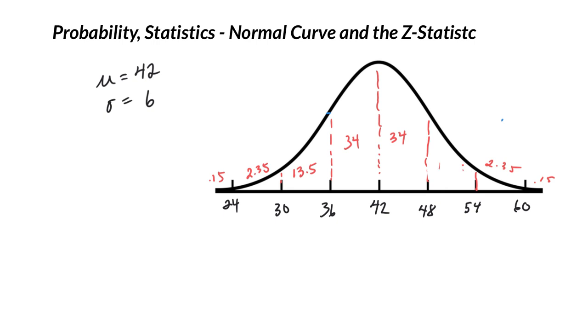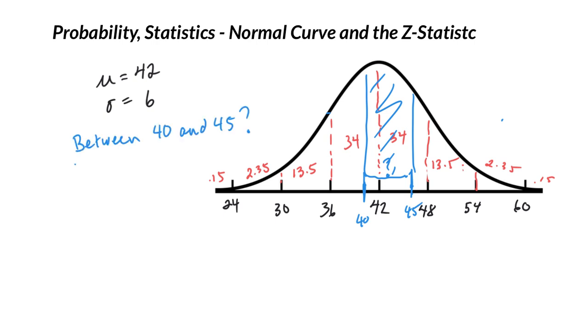Now I want to show you one more, which is instead of being from a number down or a number up, is actually between. If I said here's 40 and here's 45, what percentage are inside there? If I could draw that up, we could shade that. What percentage are inside that? Now you could calculate two separate Z-statistics, one for each of your numbers. 40 goes there, 45 goes there, and then you could just use those as your lower and upper bound.